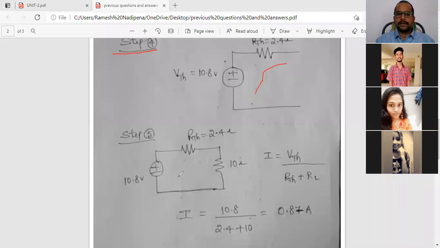Next, step number 5: connect the removed branch across VTH in series with RTH. So this is the removed branch, the 10 ohm resistance. Now this is the expression for the current passing through the 10 ohm resistance. I equal to VTH by RTH plus RL. VTH value is 10.8, RTH value is 2.4, and RL value is 10. That is 0.87 amperes. Please copy this solution.